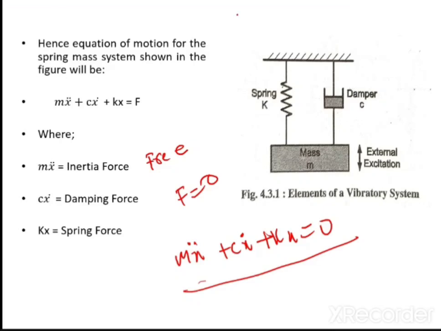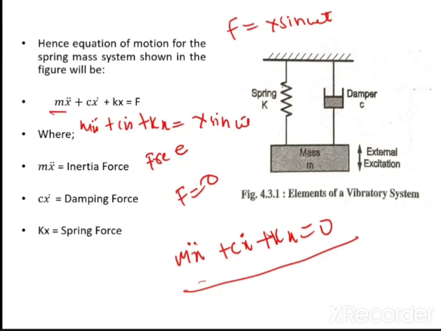If the vibration is a forced vibration, let us say F is equal to X sine omega t. It means you are applying a deterministic, periodic vibration, X sine omega t. So this will become m x double dot plus c x dot plus k x is equal to X sine omega t. So the equation of motion will remain the same, only this F will change. If it is random, we don't know F, so we have to use some instruments.